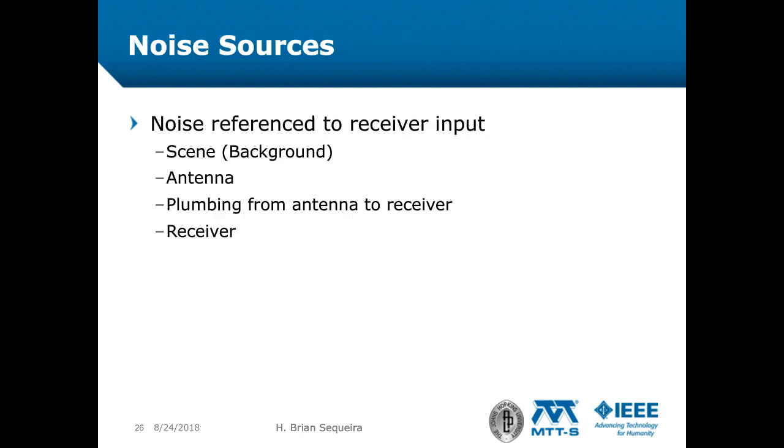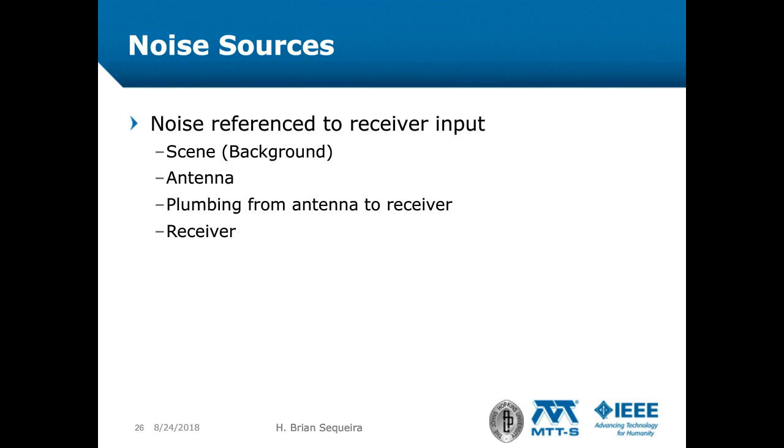It is important to reference noise to the same point in the system as a signal. In our development, we have referenced a signal at the input of the receiver, and we do likewise to the noise. Noise emanates from a variety of sources, and from the viewpoint of a radar system, it is convenient to categorize these as arising from the scene viewed by the radar's receiving antenna, the plumbing from antenna to receiver, and the receiver itself.